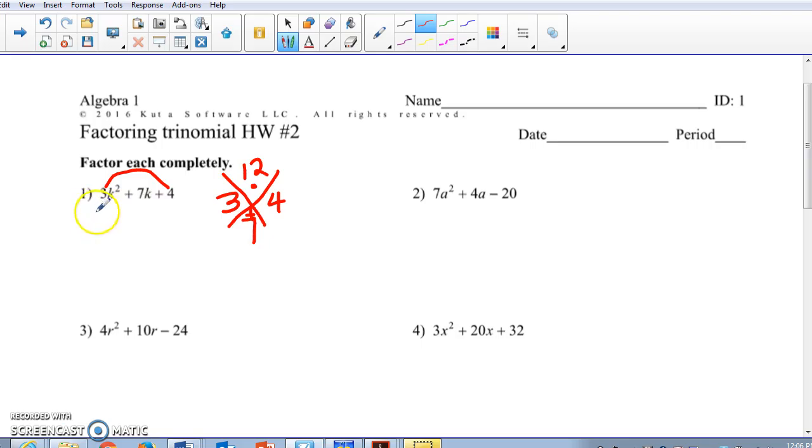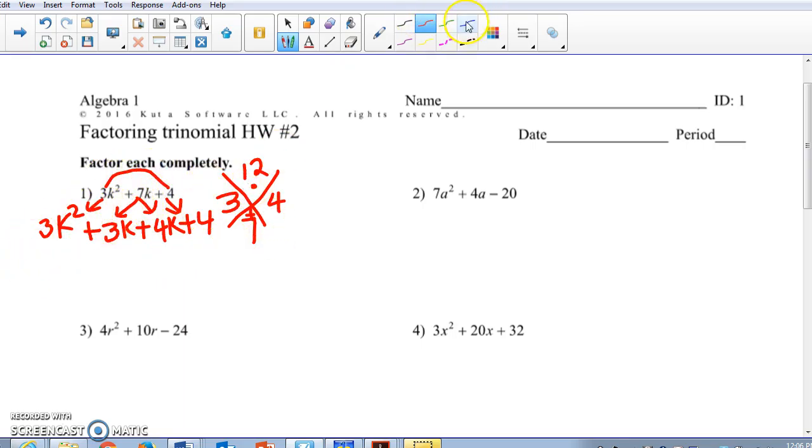Once I have the 2 numbers, I need to rewrite the trinomial into 4 terms. So I put 3k squared as it is, that was the first term. I bring that down, and I bring down positive 4. And from these 2 numbers, 3k plus 4k is 7k, so I break the middle term into 2 parts, 3k plus 4k. Correct? So from a trinomial, now we have 4 terms.